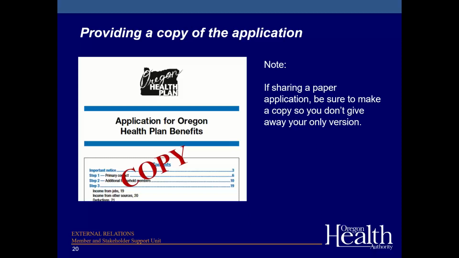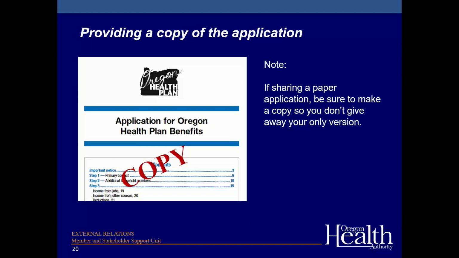All right, if you are assisting on a paper application, we just wanted to make a note that you should be sure to make a copy so you don't give away your only version. And that is for a bunch of reasons. One of them is that you are required to keep copies of all of your application information for 6 years, either electronically or as a hard copy. So if somebody fills out a paper application, you need to keep a copy of that in your files for 6 years. So for records retention, you need to keep it.